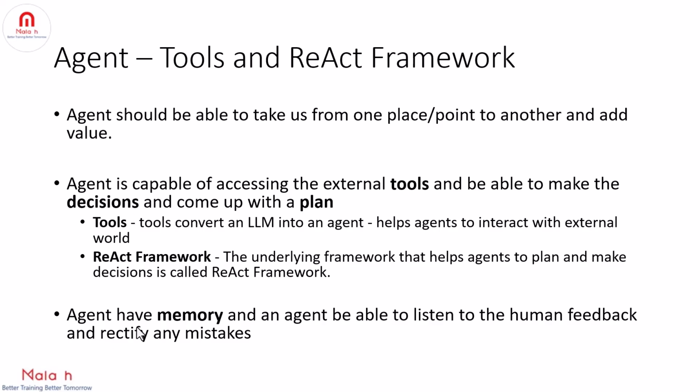We also learned that an agent should have memory, and an agent should be able to listen to human feedback and rectify any mistakes. And we just learned that we convey to the LLM to use the tools by using the prompt. So that part is clear, right? Tools convert an LLM into an agent, and tools help agents to interact with the external world. Now let's see how agents can plan and make decisions.